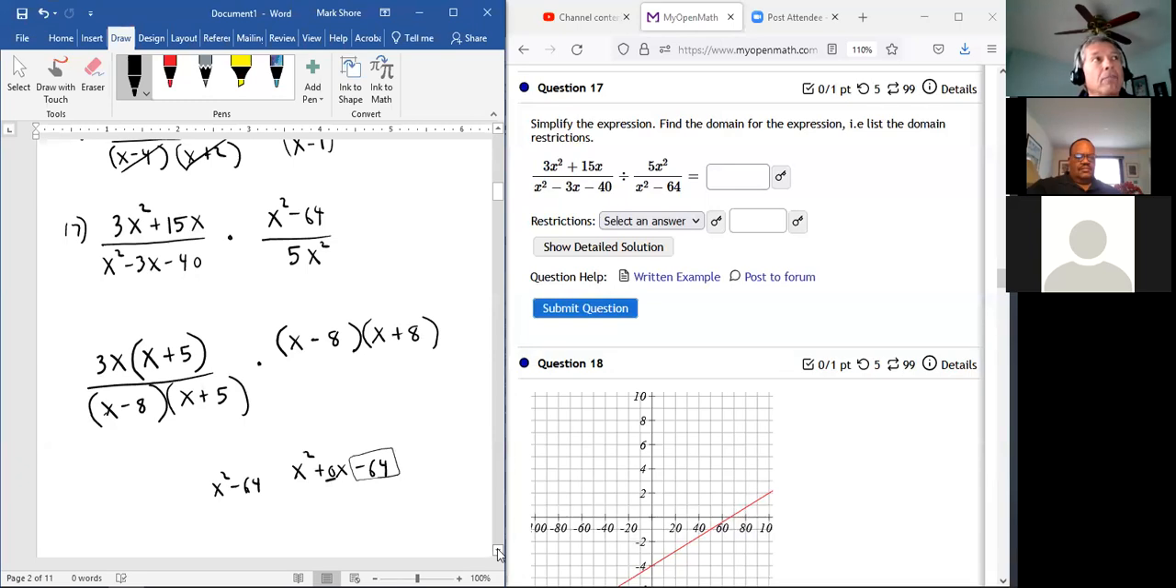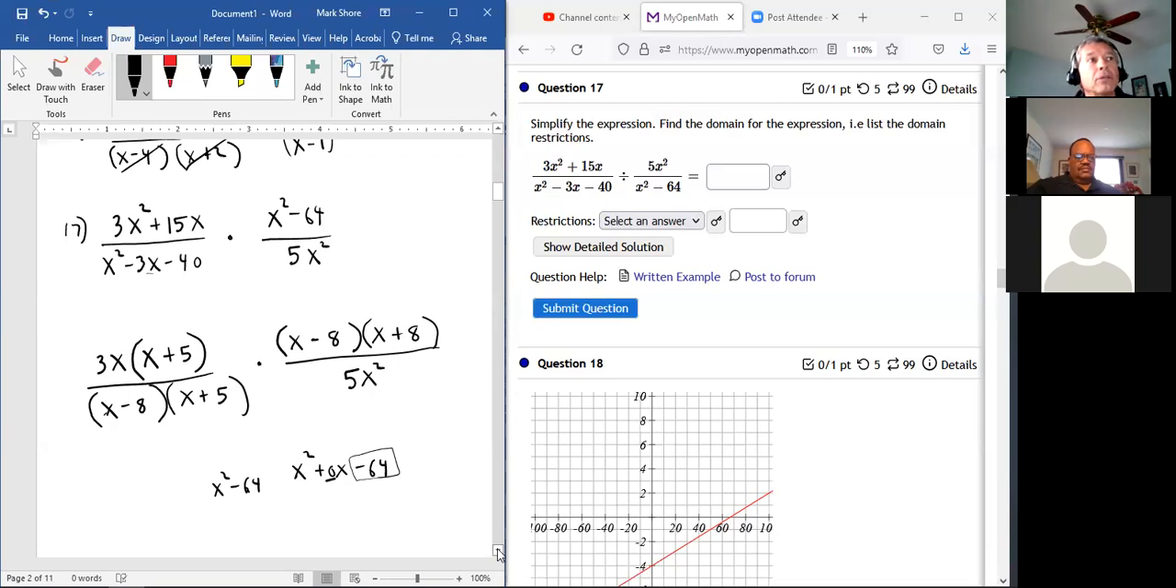See, most of these have a middle term here. But if they don't, that means the middle term that you're looking to add up to is 0. And then we get the negative 64 by doing negative 8 times 8. So that would be it right there. And on the bottom, that doesn't break down. It's just a monomial, so that's just 5x squared.